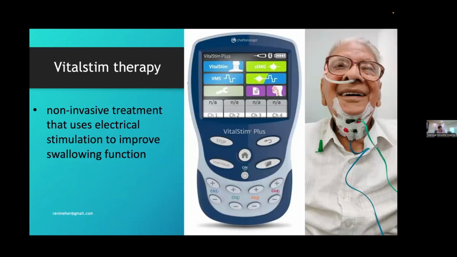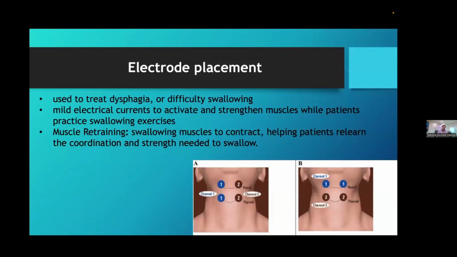And lastly, there is vital stim therapy, right? So this is also coming in a big way for helping these patients with swallowing disorders. This is basically non-invasive electrical stimulation of the laryngeal muscles, and it retrains the muscles and improves the swallowing, right? So this is basically giving a small amount of electric current to the neck muscles. So I think that's all from my side.